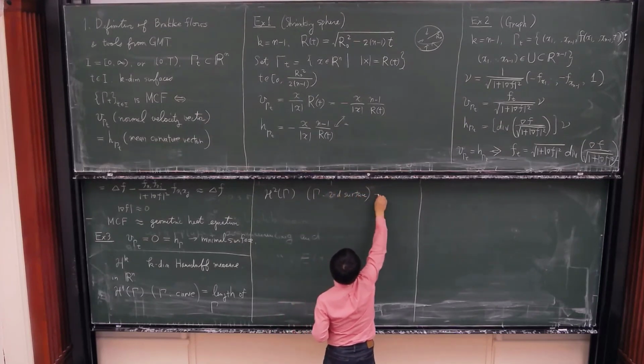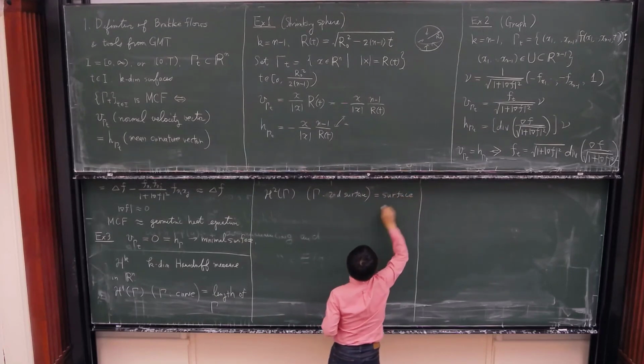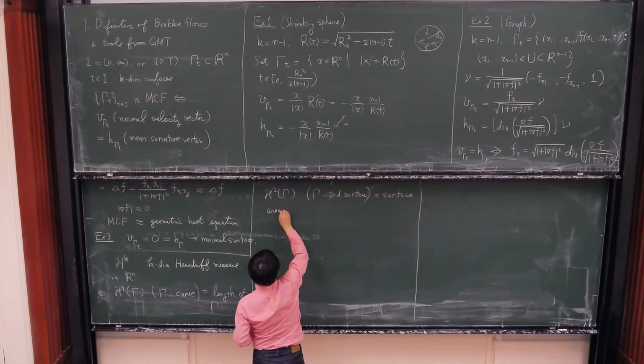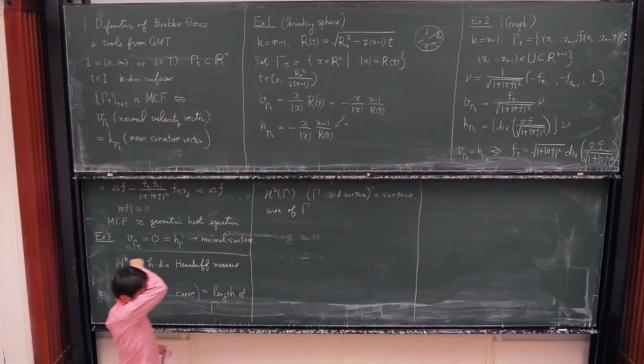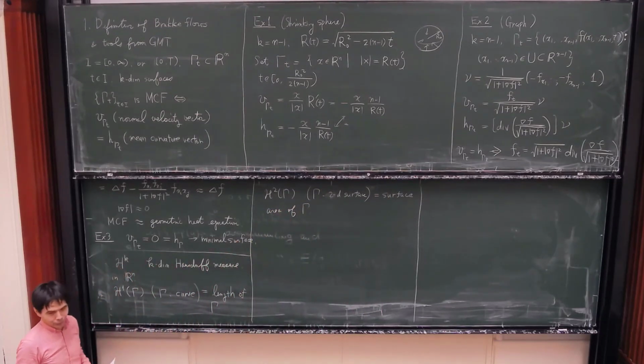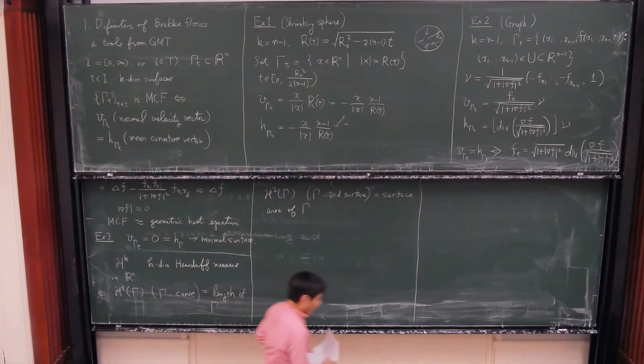This would be just the surface area of gamma. These two examples, the 1D case and the 2D case, are the ones you might want to think of for any situation. That's just about enough.